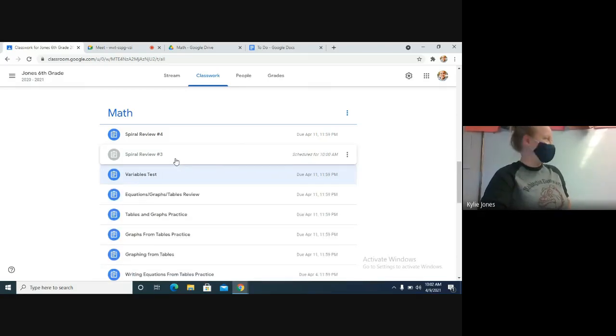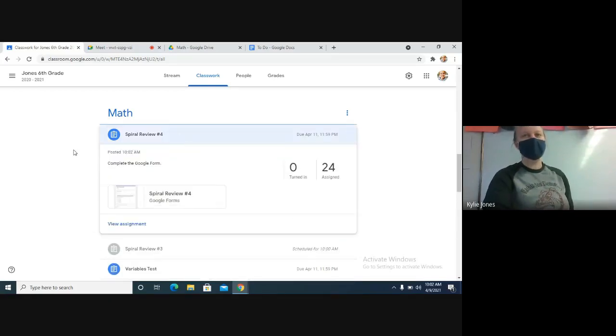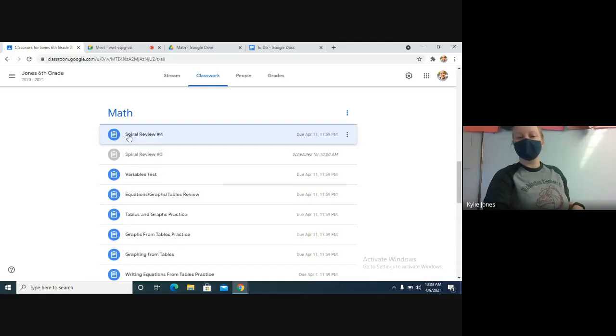Then you will eventually have the spiral review number 3, which is stuff from 3rd quarter spiraled in so that you can practice the stuff before AZ Merit. And spiral review number 4 is another 10 questions that is just a lot of different things throughout the year so you can practice for AZ Merit. So there is 25 questions total. Take your time, do your best. You're working on those 3 tests.